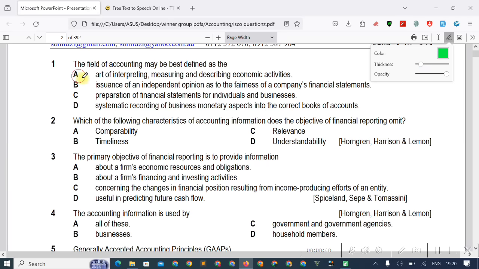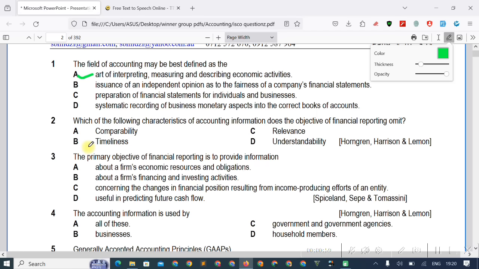2. Which of the following characteristics of accounting information does the objective of financial reporting omit? A. comparability. B. timeliness. C. relevance. D. understandability. The answer is B.